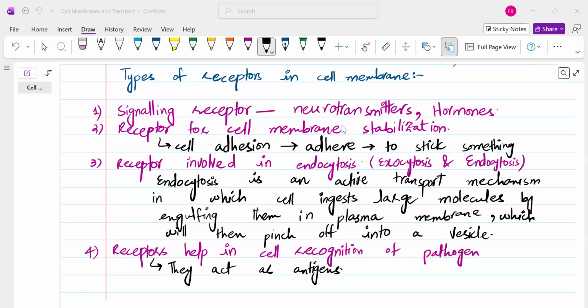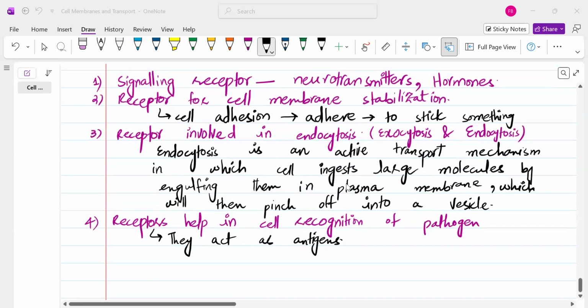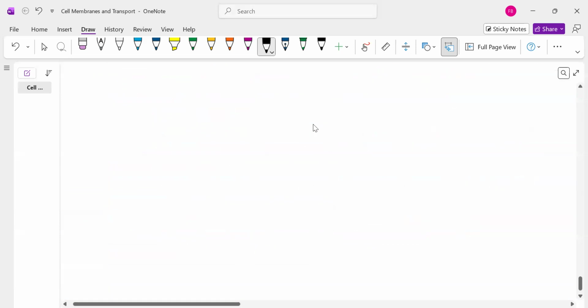And then there are receptors that help in cell recognition of pathogens. These act as antigens and recognize when a pathogen is in the cell or near the cell. And last but not the least, the proteins.